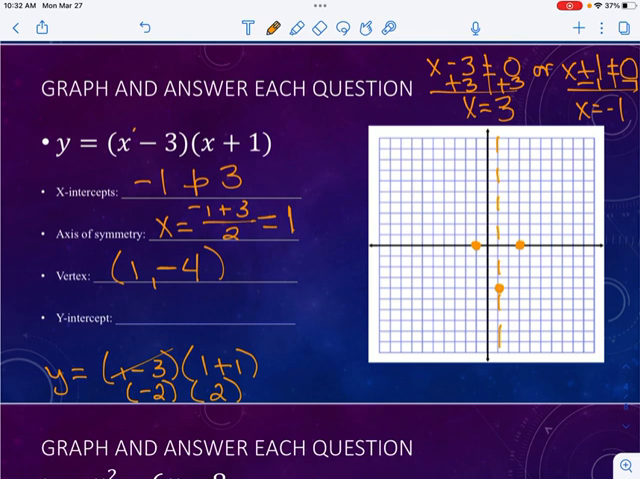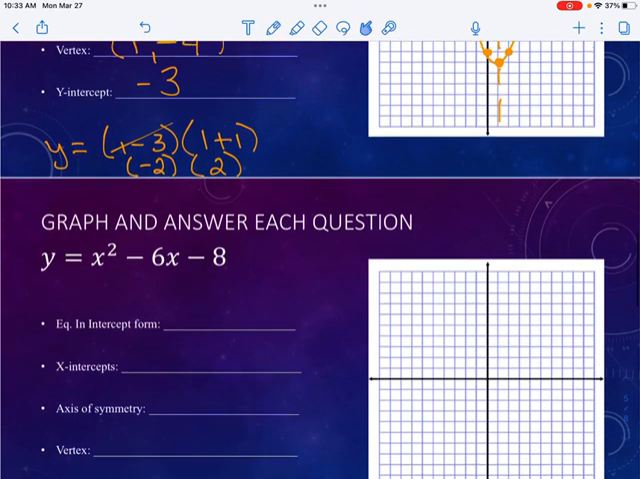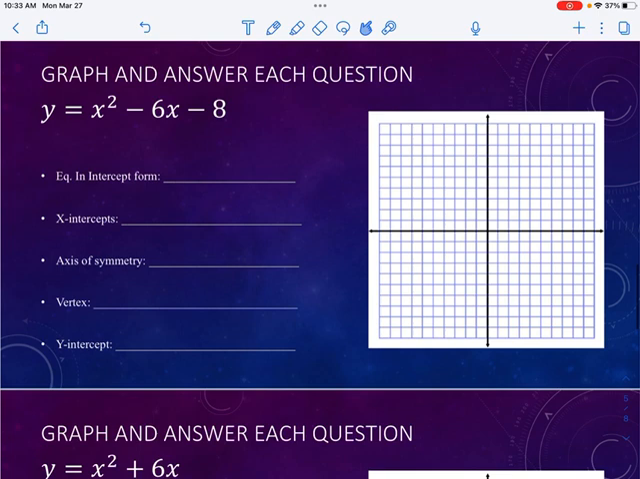My y-intercept, remember to do that, we plug 0 in for the x. So if I plug 0 in, that's gone and that's gone. So now I just have -3 times 1. So my y-intercept would be at -3. Reflect it over, and there is our graph. So that was a problem where it was already given to us in factored form. Okay, let's try another one.